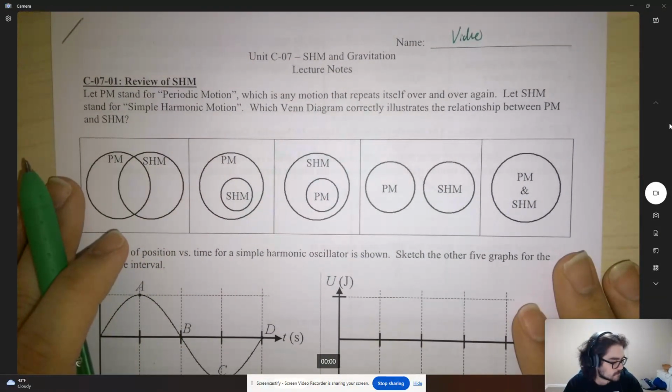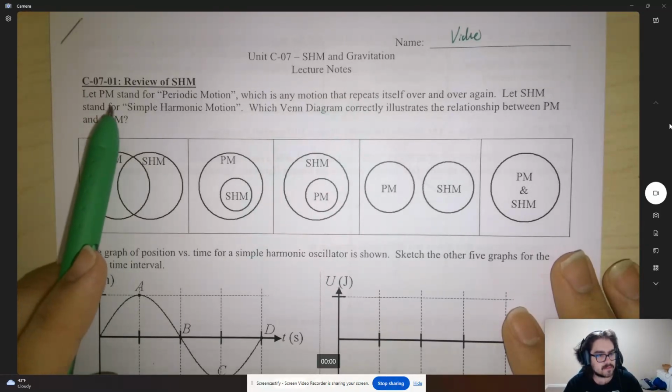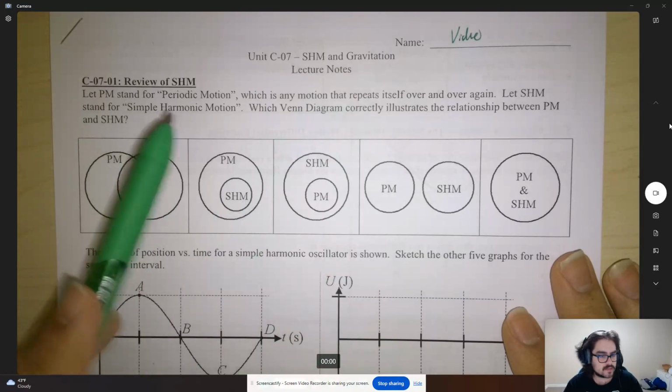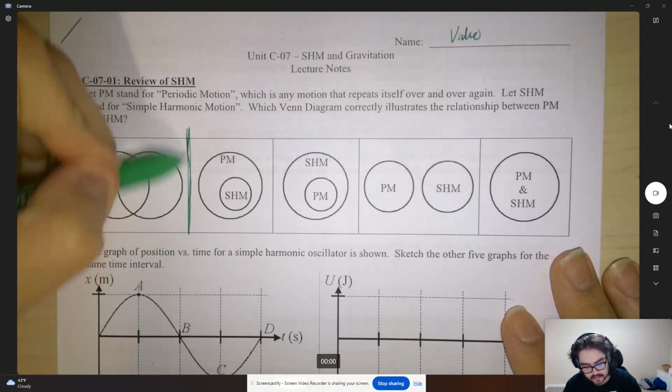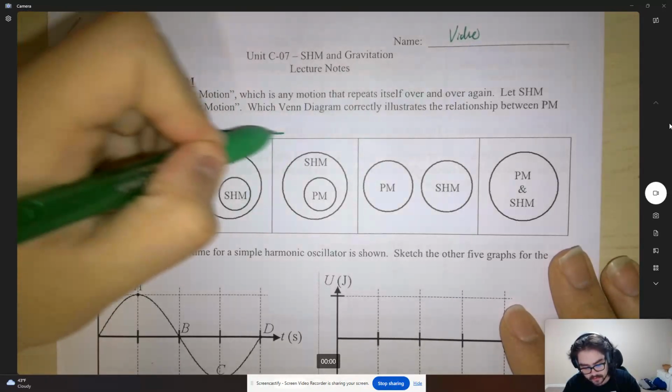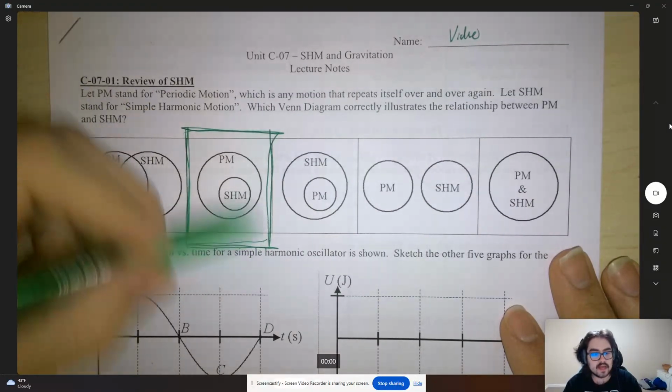Okay. Review of simple harmonic motion. First off, PM is periodic motion. SHM is simple harmonic motion, which, if I diagram correctly, illustrates the relationship. It's this right here. It's important to understand. I don't have a highlighter. Normally, I highlight this box so that you know it's this one right here.